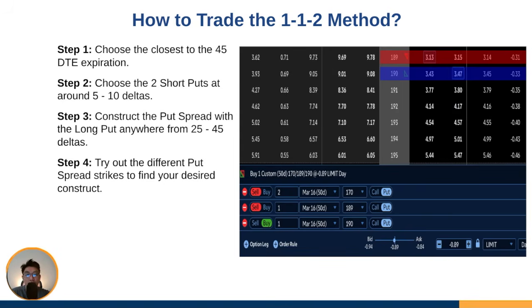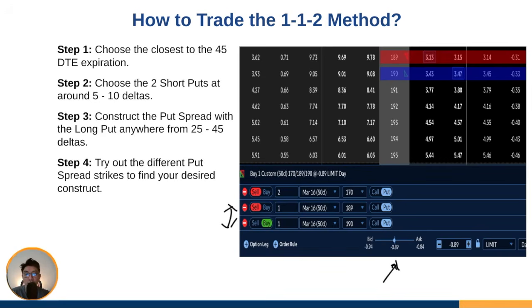Now, what if you go for a put debit spread that is much further out of the money? In this case, I used the 190, 189. For this, you're slightly more bullish, whereby you get much more credit upfront. As you can see, you get $89 upfront. And if the market goes down below 189, then your max profit will be only about $189.